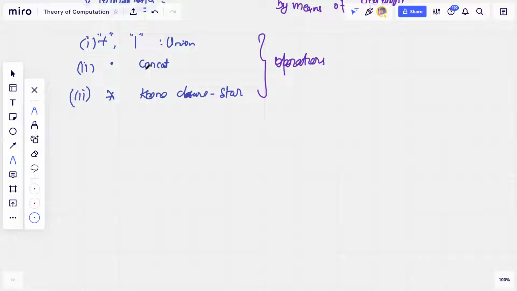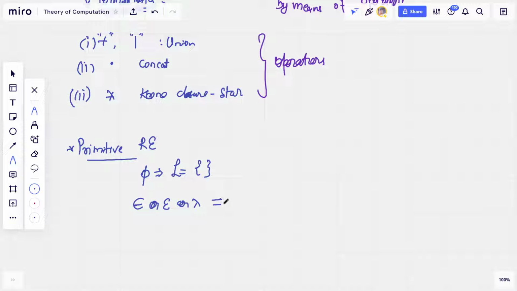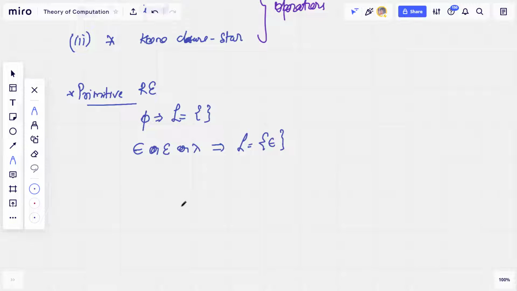So these are the operators in regular expression, and let's see what I call primitive regular expressions. Primitive in the sense of the most basic kind of regular expressions that you can form using these operators. First is phi. This phi implies the language it describes is actually the empty language, because they help us describe languages. So I'm discussing the most primitive regular expressions and what languages they describe. Then we have epsilon, or lambda, whatever. It represents the language which contains the empty string epsilon.